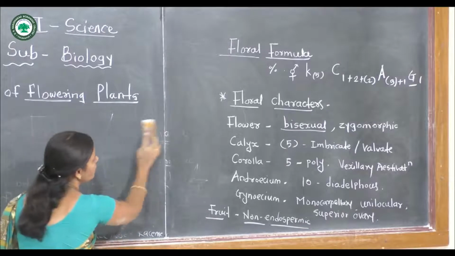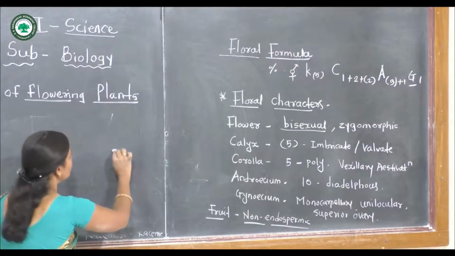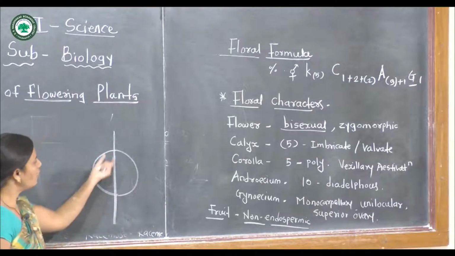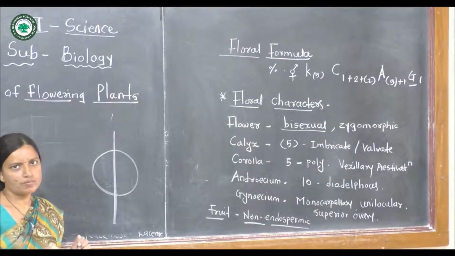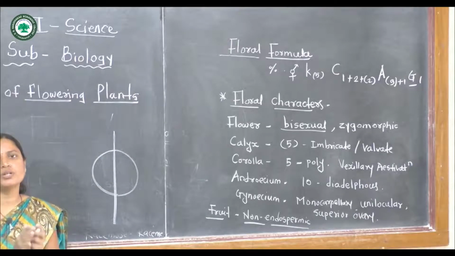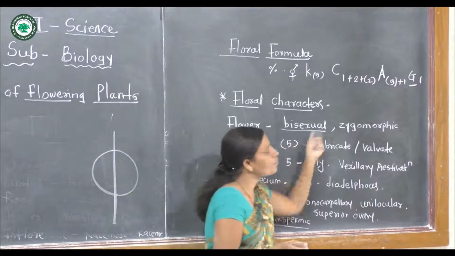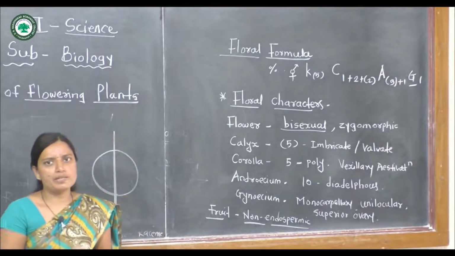Means this flower is cut only in a middle portion. For example, this is a flower, this flower is cut in any one plane, and this flower is divided into two equal halves. When this flower is cut into the middle portion, at that time the flower is divided into two parts, and this type of arrangement, a zygomorphic flower, is present in the Fabaceae family.